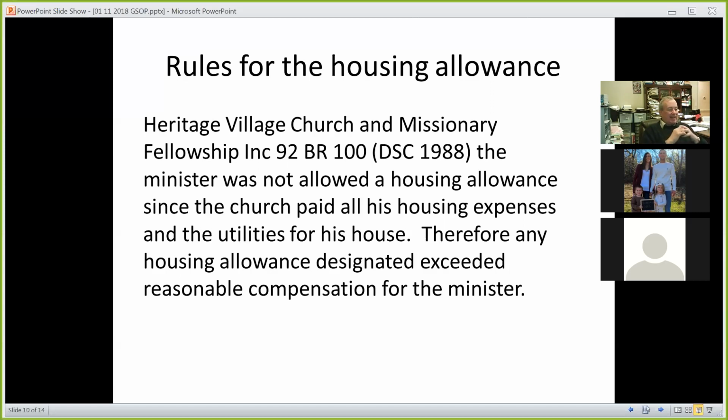All right, there was a 1988 case, Heritage Village Church and Missionary Fellowship Incorporated. The minister was not allowed a housing allowance since the church paid all his housing expenses and the utilities for the house. Therefore, any housing allowance designated for him exceeded reasonable compensation for the minister. And you can understand the issue. We've got three numbers we're dealing with: how much we designated, how much the fair rental value is, and how much you actually spent. Well, if you actually spent zero, you don't get any housing allowance when you work through the numbers.